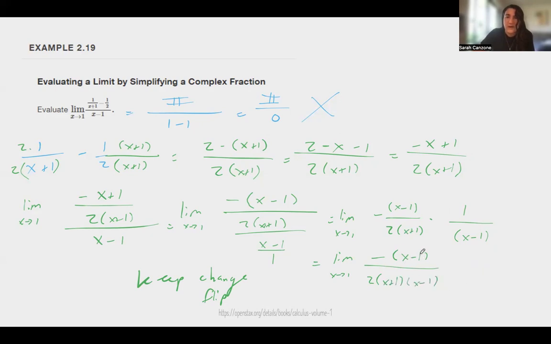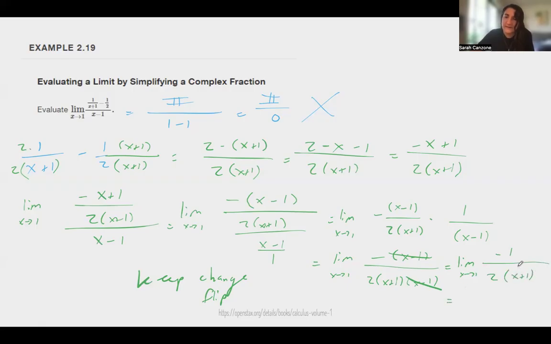Well, hey, look at that. Now we see we can finally cancel out the problem, which was the x minus 1. So this goes away and this goes away. And we're left with the limit as x approaches 1 of this minus still stays, and we'll keep a 1 because we canceled out all of the actual numbers here, over 2 times x plus 1.